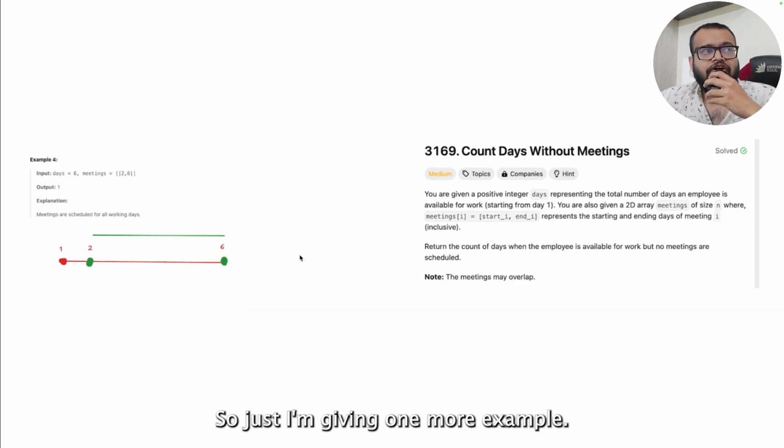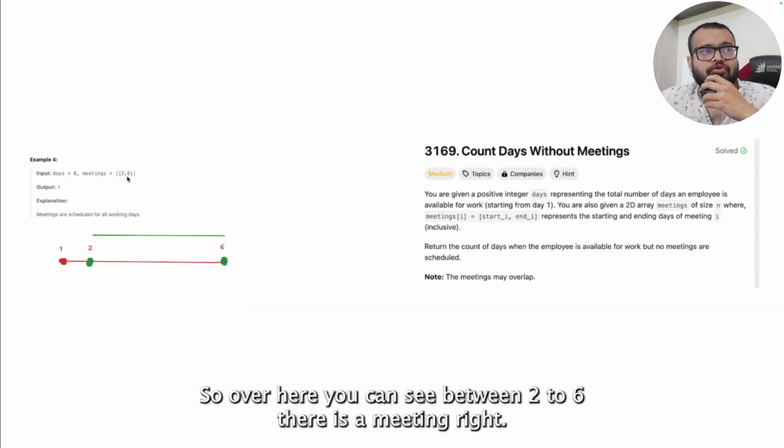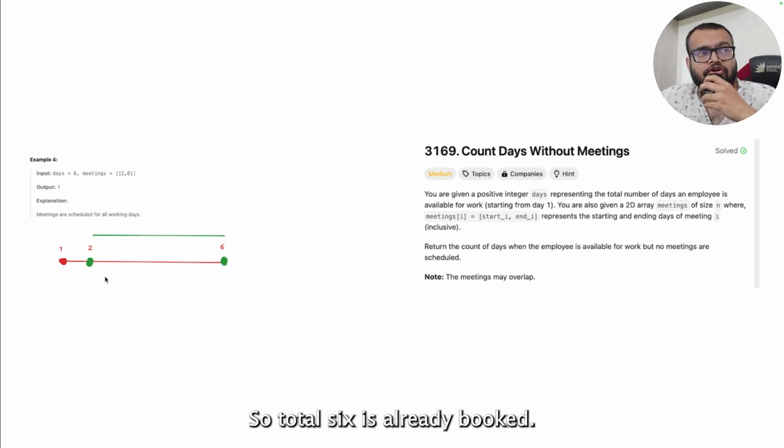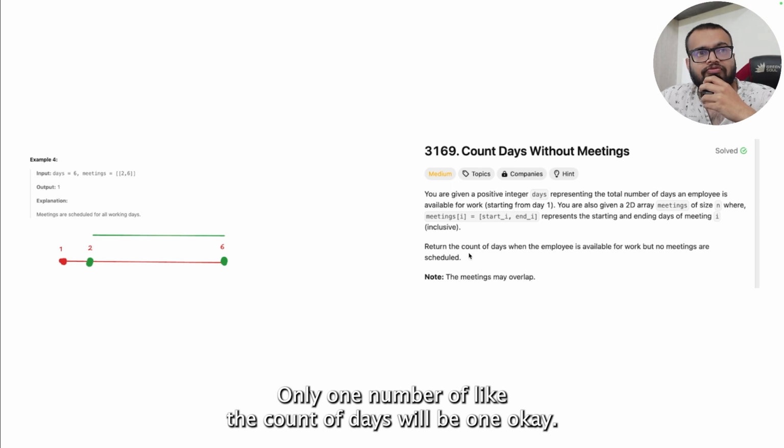Just one more example. Over here you can see between 2 to 6 there is a meeting, right? So what is the number of available days? Since there are total 6 days, 2 to 6 is already booked: second day, third day, fourth day, fifth day, sixth day is booked. So which day is left? The first day. So the answer will be 1. The count of days will be 1.